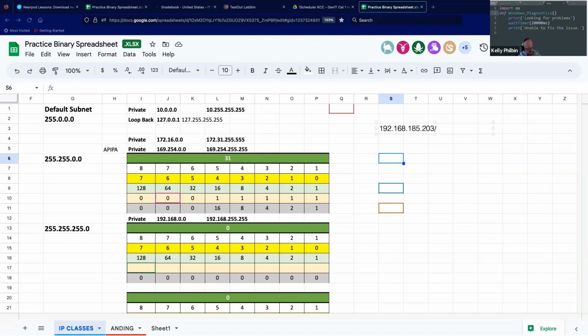85.203 /26. Raise your hand when you're ready. How many networks? How many computers in each network? 203. Yeah, it's the last octet, 203. So how many networks? How many computers in each network? What network does this fall in? And what is the range of that network? The upper and lower limits.